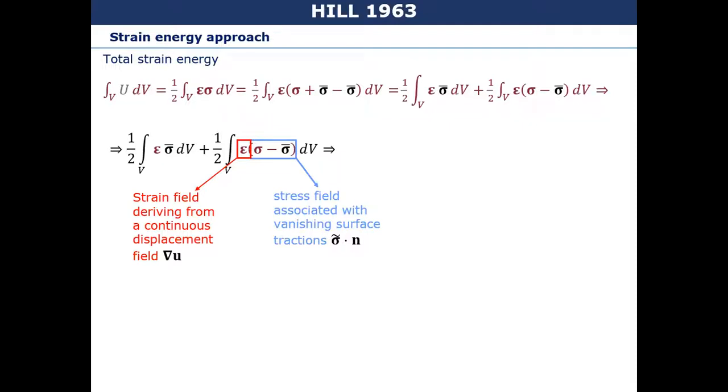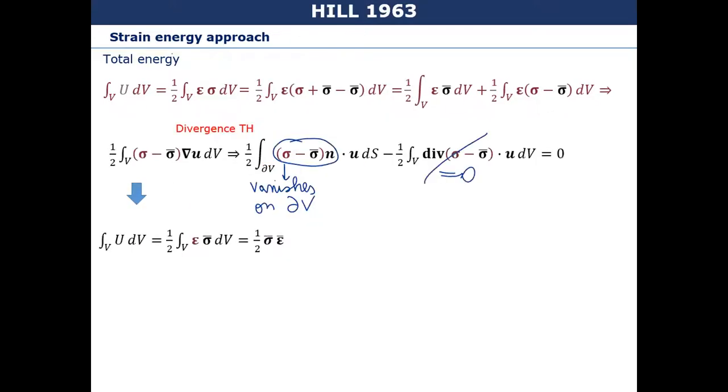In this case, epsilon is the strain field that derives from a continuous displacement field. And this is a stress field associated with vanishing surface traction, because it is the difference between the actual stress in each point and the average stress. So this second term can be treated analogously as before. So epsilon can be defined as the gradient of U. And then by exploiting the divergence theorem, you split this volume integral in a boundary integral and a further volume integral.